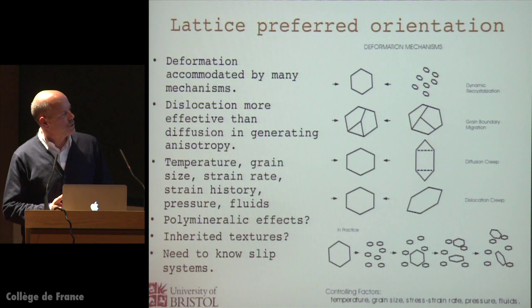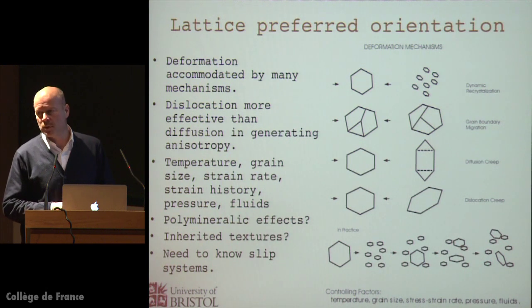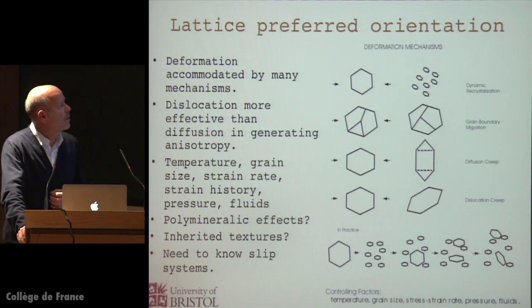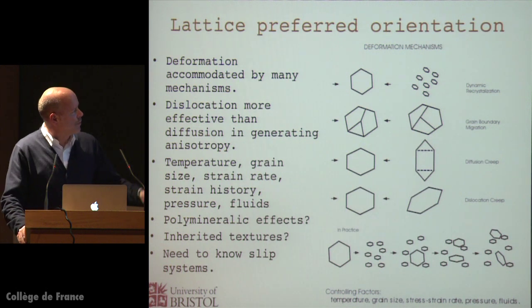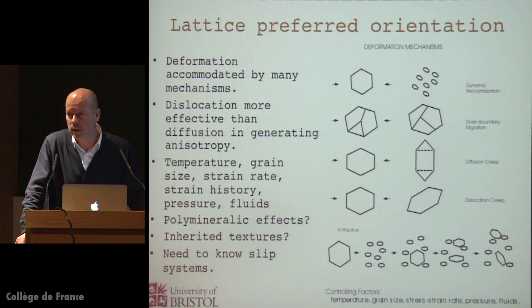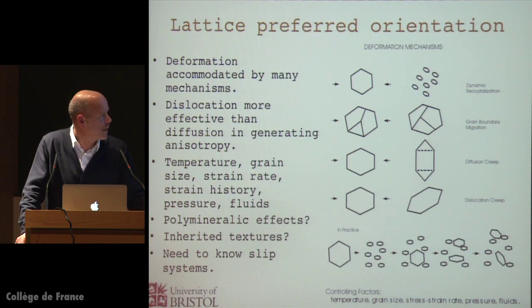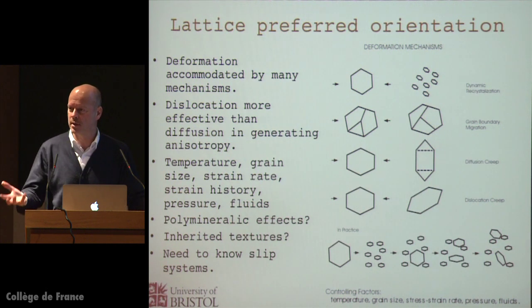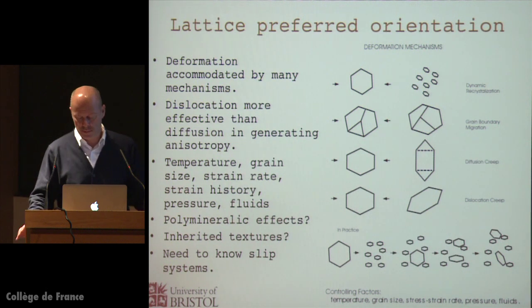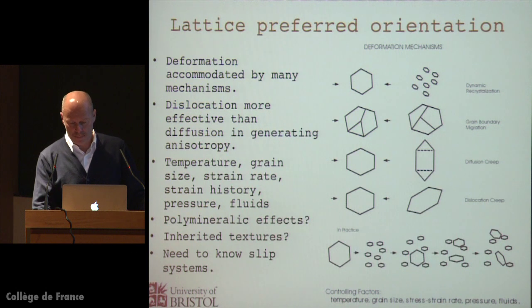But it's difficult to assess, especially in the lowermost mantle, because we have competing effects of things like temperature, grain size, stress and strain rates, pressures, and then the presence of fluids also. And really, I think some of the big questions are, what are the polymineralic effects? How do things like MgO and perovskite or post-perovskite interact? What is the role of inherited textures? Mantle material will probably have a texture when it hits the lower mantle. And to really understand this, we need to know the slip systems of the minerals that we're looking at.